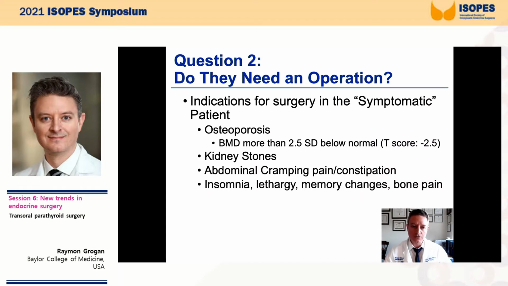So once we've made the diagnosis with the biochemistries, the next question we ask is, do they need an operation? Because not everyone needs an operation for parathyroid disease, but the vast majority of people will. So the first indications for operation are people who are symptomatic. Anyone who has these symptoms should go for surgery. That includes osteoporosis, a history of kidney stones, abdominal pain and constipation, or these symptoms that are a little harder to define, things like insomnia, lethargy, memory changes, bone pain, things like that. These are all considered symptomatic patients, and all of them should go for surgery.